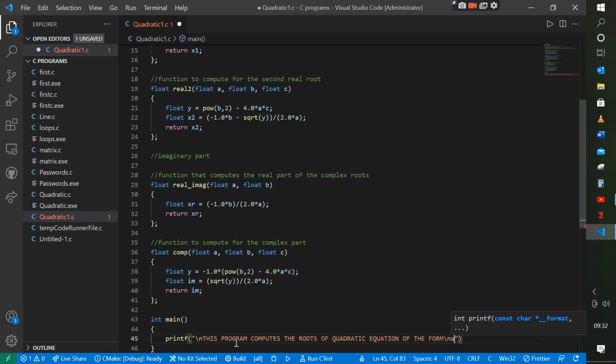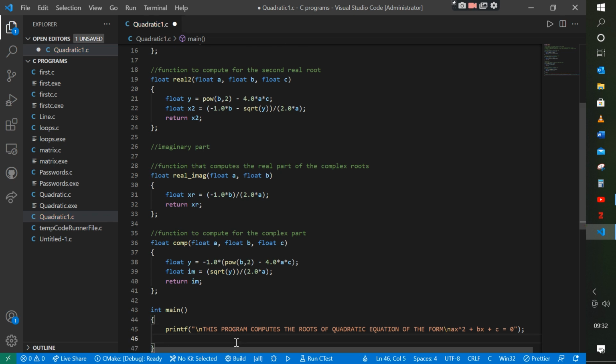of the form ax squared plus bx plus c equal to 0, of that form. For any other form you have to sort it yourself, maybe in another program.